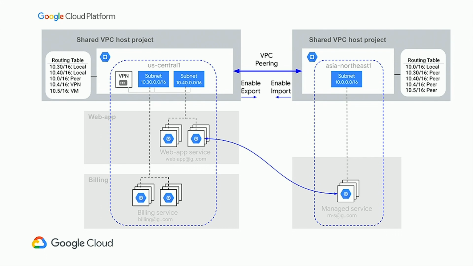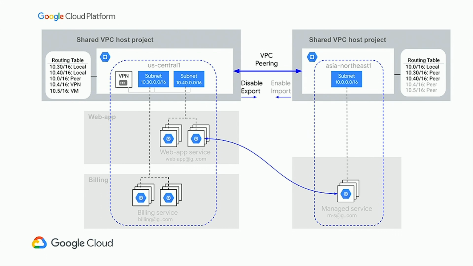With the ability to exchange custom routes over VPC peering, these routes will now be visible in the producer VPC. And so if you enable export on the consumer and you enable import of custom routes on the producer, the routing table will be populated with the static routes that are defined on the consumer VPC. So here you can see the 10.4/16 which goes to the consumer's on-prem via VPN, as well as the static route 10.5/16 which goes to the VM appliance are now visible in the routing table of the producer VPC.